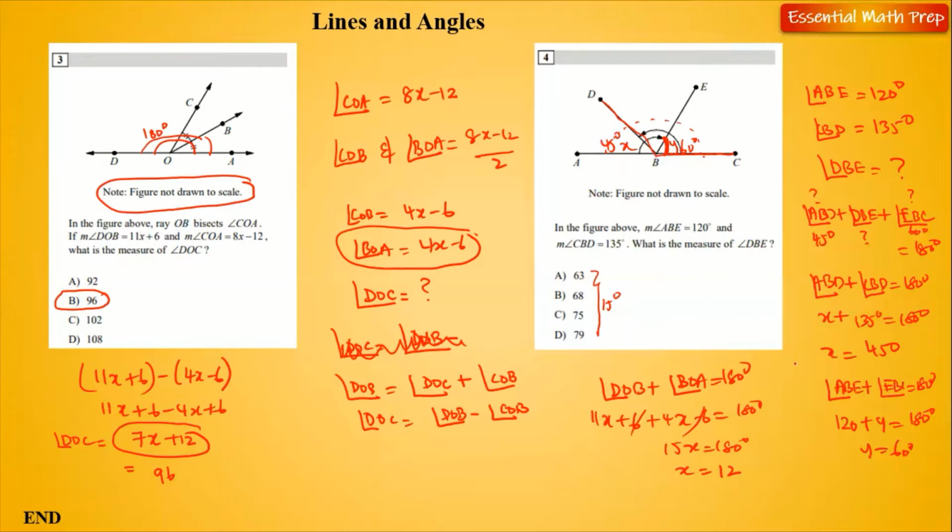So that means angle DBE would be 180 minus 105. That's 75. So the answer is 75.